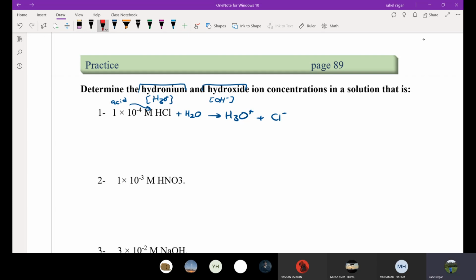What is the concentration of HCl? It's given. It's 10 to the power of -4 molar. What is the coefficient of HCl? 1. What is the coefficient of H3O? 1. So the concentration of H3O is also 10 to the power of -4 molar.